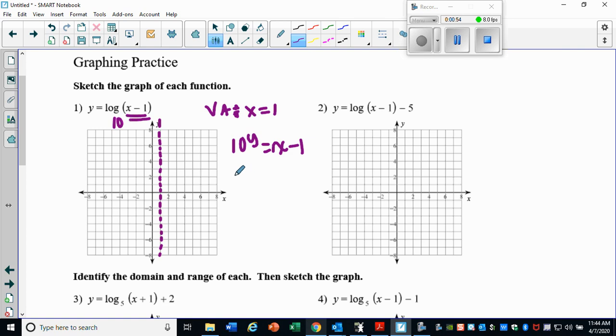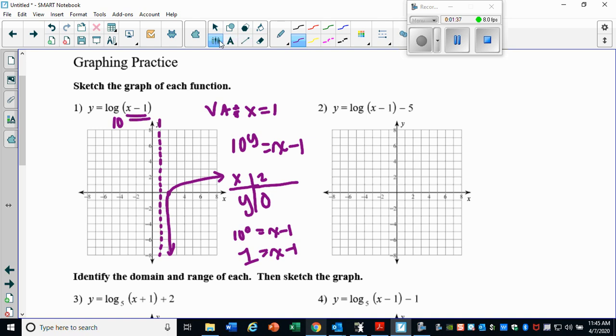Just go ahead and quickly pick a few points and see what it's going to look like. In this case, I'm just going to quickly pick y equals 0. When I plug in 0, 10 to the 0 equals x minus 1. 10 to the 0 is 1, and that actually gives me x is equal to 2. So that gives me the point (2, 0). I know that this graph is going to be on this side. It's going to hug my vertical asymptote, and then it is going to go up and to the right. That's what your first graph should look like.